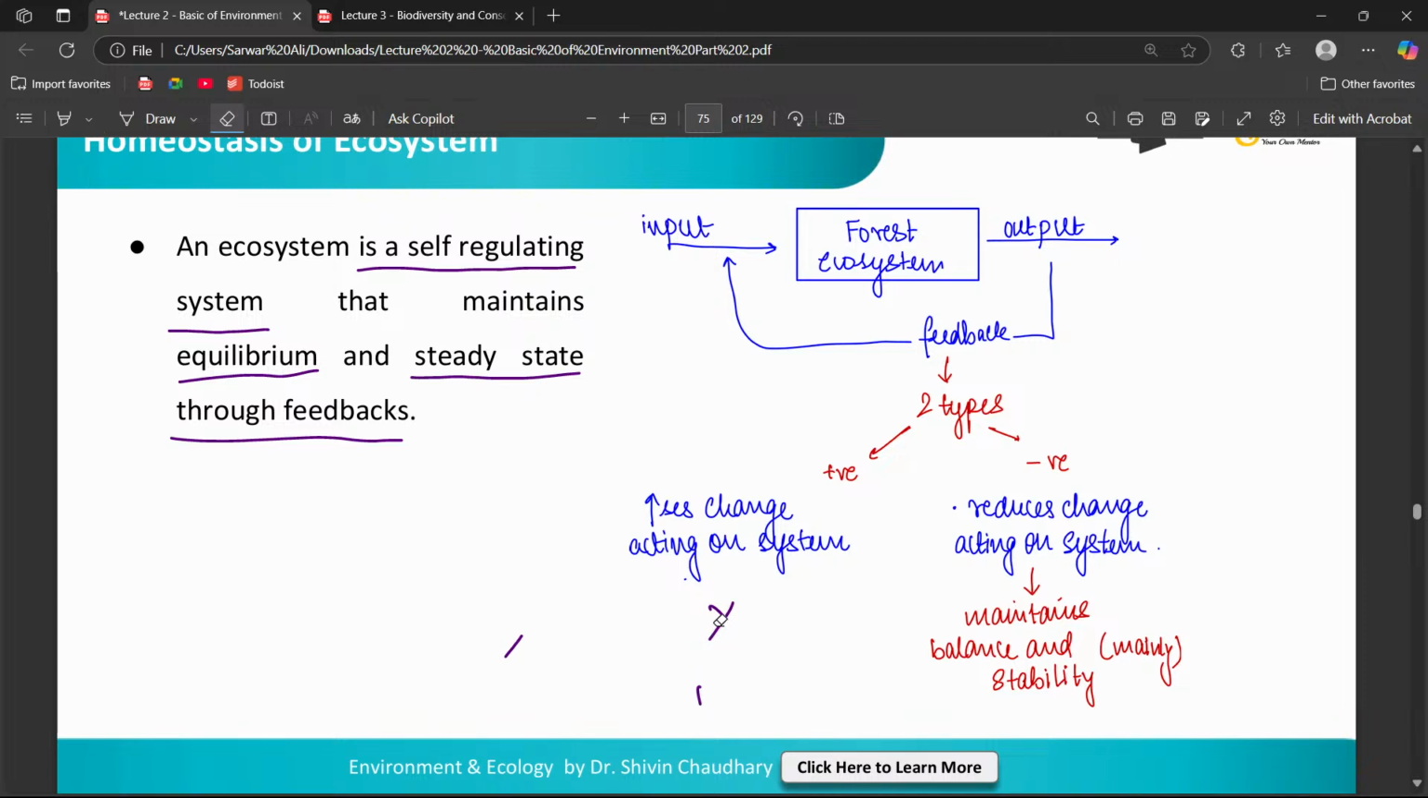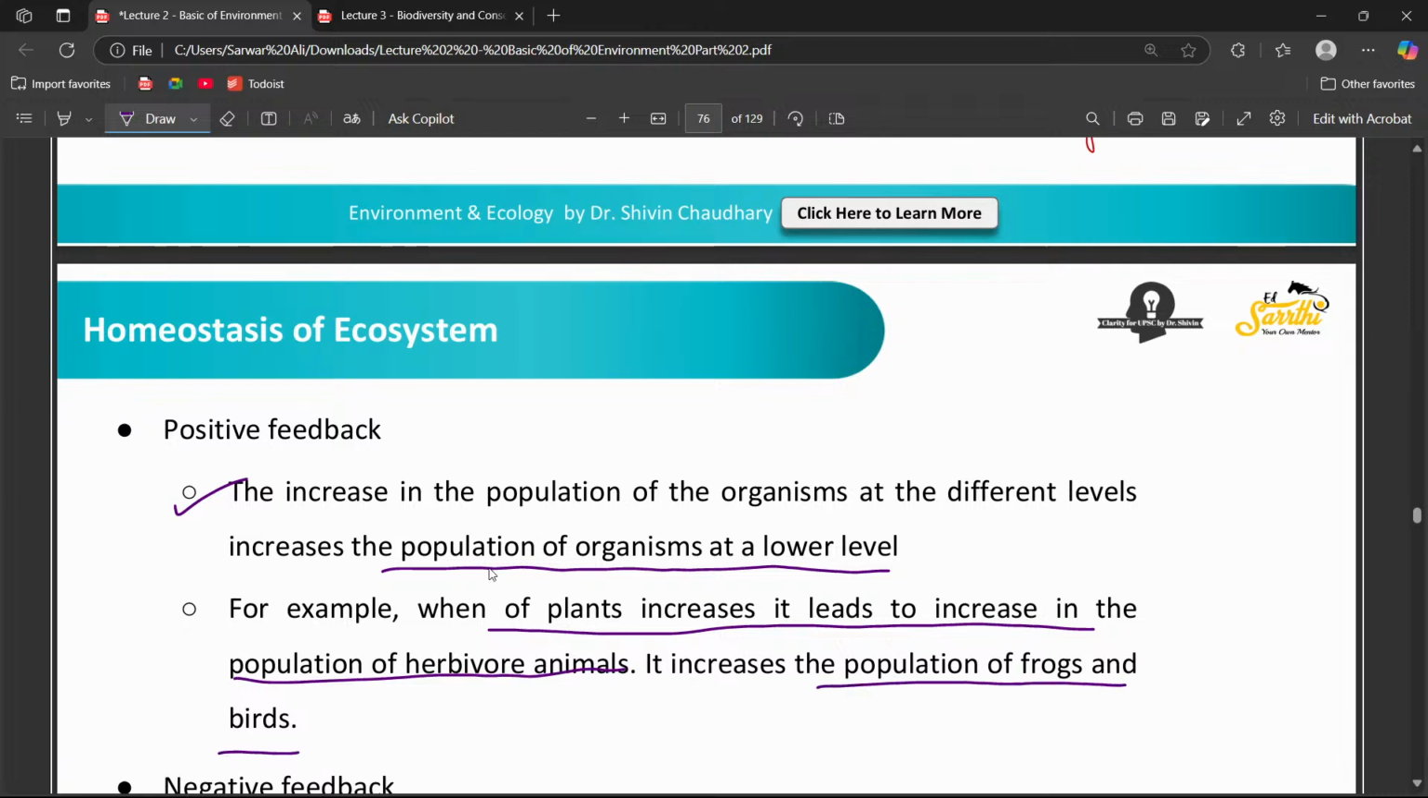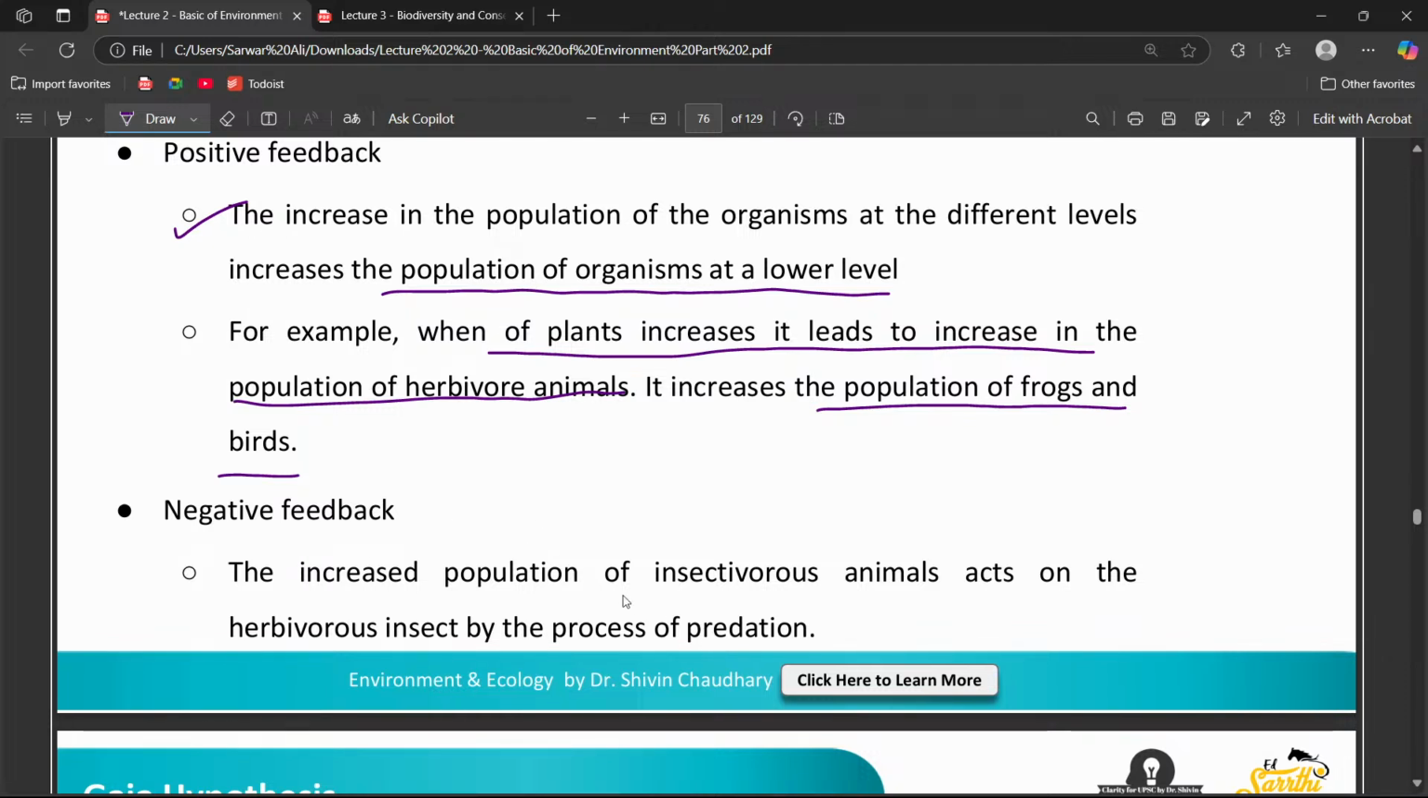Alright, we can look at this diagram. What does it say? There is an input, the forest ecosystem, and an output. There is feedback, of two types, positive and negative. Negative feedback reduces change acting on the system and maintains balance and stability. Positive feedback increases change acting on the system. For example, an increase in the population of organisms at one level increases the population of organisms at another level. When plants increase, it leads to an increase in the population of herbivore animals, and it increases the population of frogs and birds which live among the plants. Negative feedback: increased population of insectivorous animals acts on herbivorous insects by the process of predation.